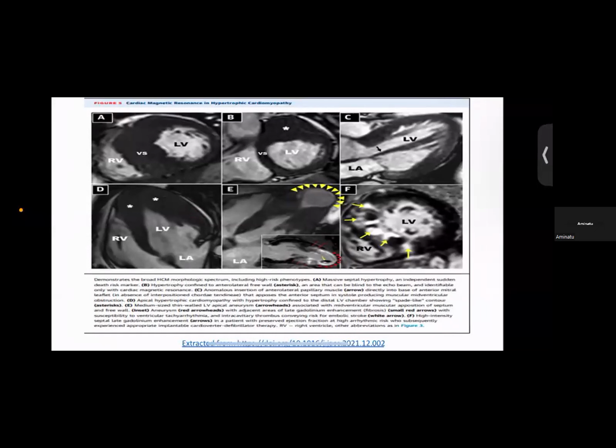E shows LV apical aneurysm, and this is the aneurysm here. So for F, it shows the LGE. A patient already has heart failure with preserved ejection fraction, and this is the LGE, which shows the burden of fibrosis in the LV.